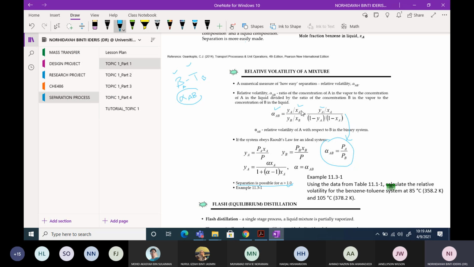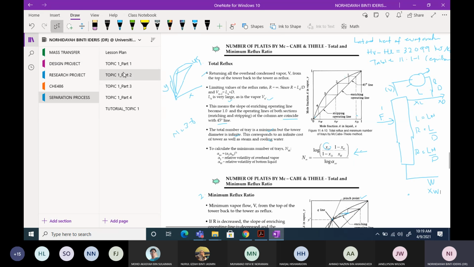So alpha AB is equal to this one, and after certain derivation we come up with the conclusion that alpha AB is equal to PA over PB. I hope you still remember that this capital P here refers to the vapor pressure of A, and this one refers to the vapor pressure of B. So that's about the relative volatility. What is the definition? Alpha AB is PA over PB. All right, now go back to here.